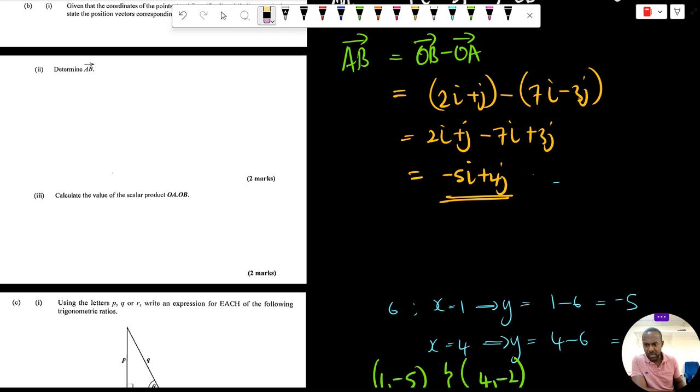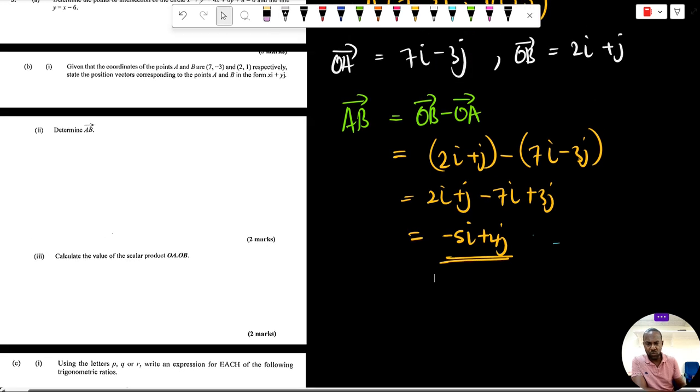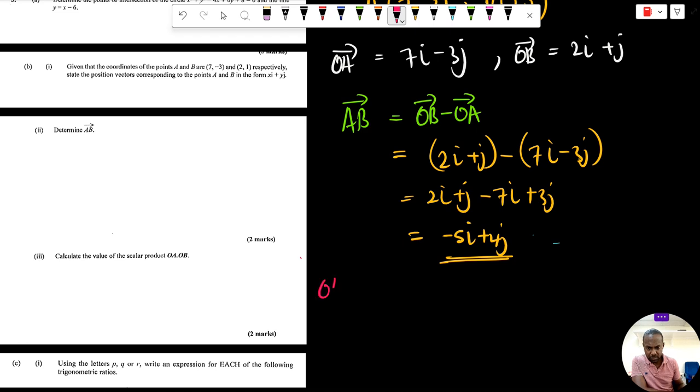Now, let's go on and move on to part 3 of the question. Now, part 3 of the question wants us to find the scalar product or the dot product OA dot OB. So once again, let's write down OA and OB. So we have OA is equal to 7i minus 3j. And we have OB, which is equal to 2i plus j.